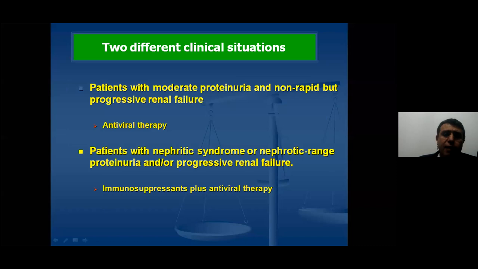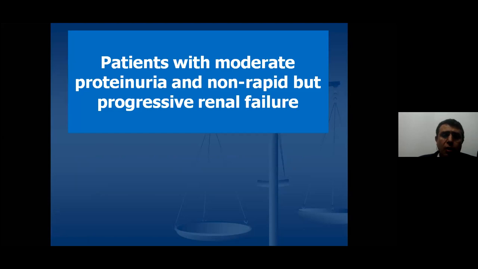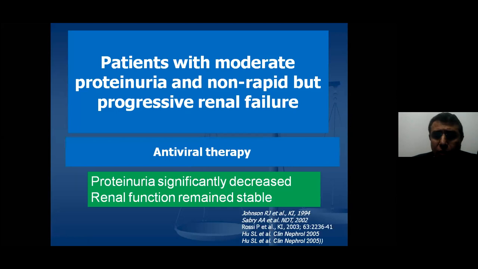What about antiviral treatment? Antiviral treatment should be started in patients with moderate proteinuria and non-rapidly progressive renal failure. In this situation, we can be confined to antiviral therapy only. But if the patient is more advanced, with nephritic syndrome, nephrotic range proteinuria, or progressive renal failure, in these aggressive and severe situations, we should of course use immunosuppressive therapy plus antiviral therapy. So patients with moderate proteinuria and non-rapid but progressive renal failure can be treated only with antiviral therapy.